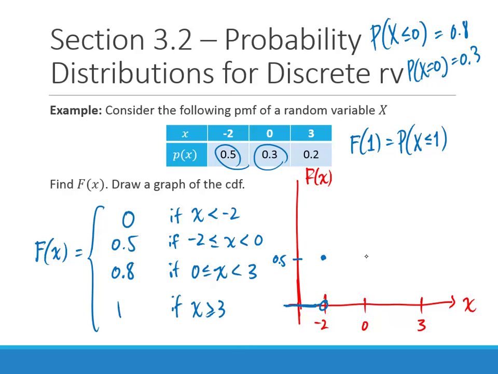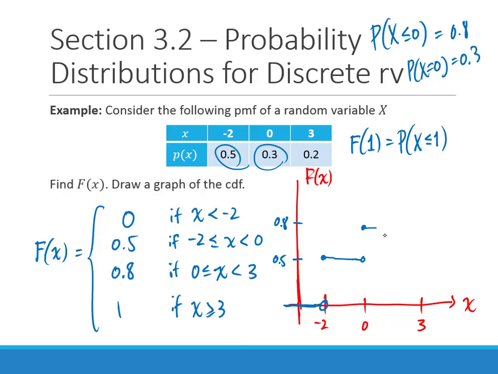Then as I move on from there, if x is between negative 2 and 0, I'm not picking up any more probability. The probability of being less than or equal to that number is still 0.5 until I get over here to 0, and then I jump up a little higher to 0.8. So you see, this is very different from the PMF. The PMF lists just the probabilities for each value. The CDF lists the cumulative probability of being smaller than whatever x value is on the x-axis.